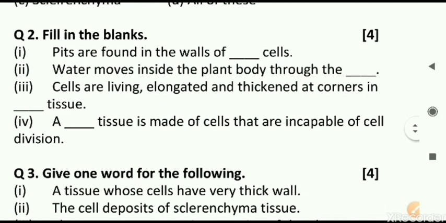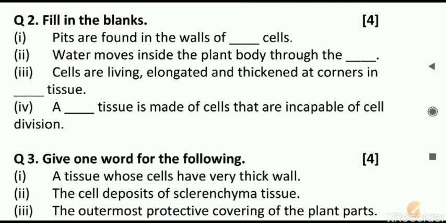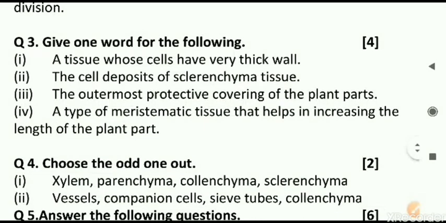4 marks, 1 each. First: pits are found in the walls of dash cells. Second: water moves inside the plant body through the dash. Third: cells are living, elongated and thickened at corners in dash tissue. Fourth: a dash tissue is made of cells that are incapable of cell division. Next, question 3 also is of 4 marks.